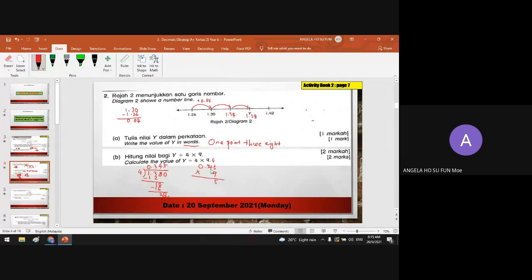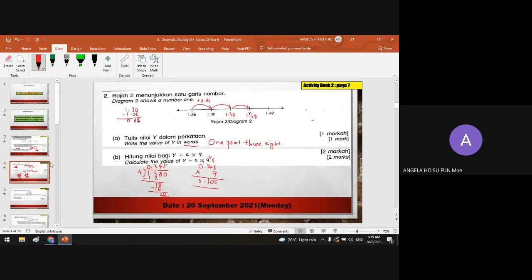9 times 4, 36, plus 4, 40. Right? 9 times 3, 27, plus 4, 31. So 3 and 1. Right? Decimal point follow. 9 times 0 is 0, plus 3 is 3. So your answer is 3.105. Okay, you are correct there.